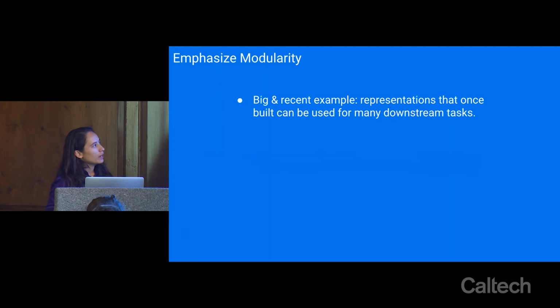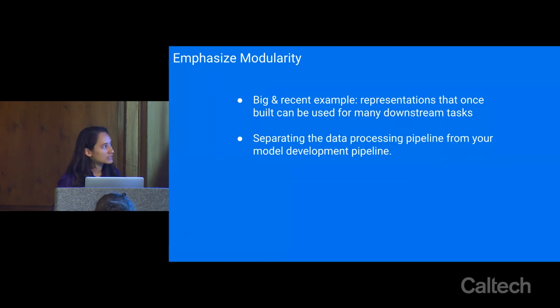So Jiling is right. A big example that people use a lot, and a recent example, because we just did it, is representations that, once built, can be used for many downstream tasks. Another one, which you are all very familiar with, is separating the data processing pipeline from your model development pipeline. Lior also alluded to this yesterday, where he said you don't want to process the data to the point where you're averaging across conditions that don't make sense just because it eases the modeling. You want to make sure that you're doing something meaningful when you're processing your data.